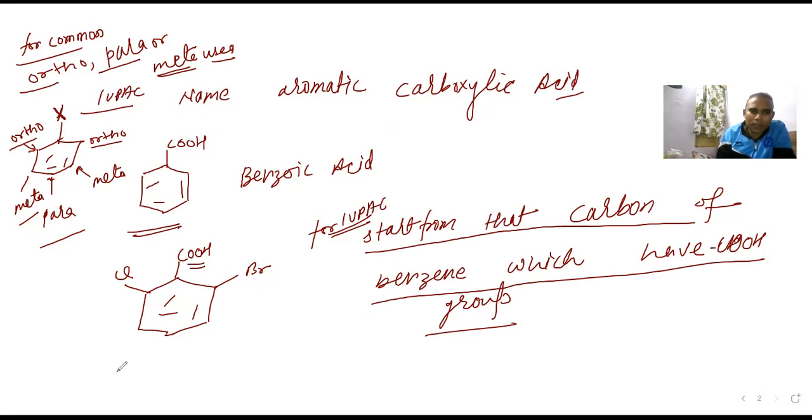Now we need to count, but from which direction? Firstly, you tell me. The name of this one you already know, this is nothing but benzoic acid. But which direction shall we count? I will start counting from here, the Br side. 1, 2, 3, this is 4, this is 5, and this is 6.